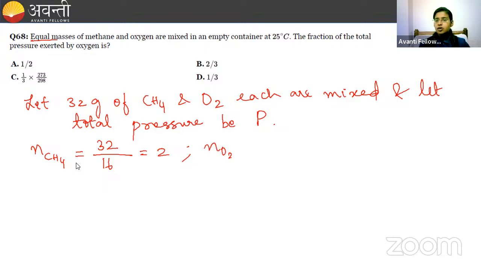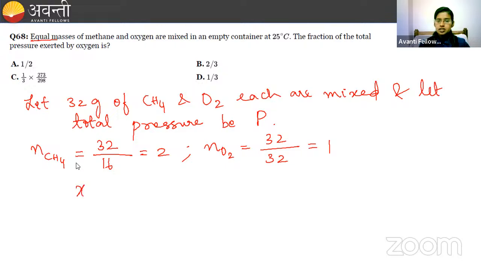Now coming to the number of moles of oxygen, the mass of oxygen is 32 and the molar mass of oxygen is also 32. Because for one oxygen it is 16, so for O2 it is 32. Number of moles is coming out to be 1 for oxygen.